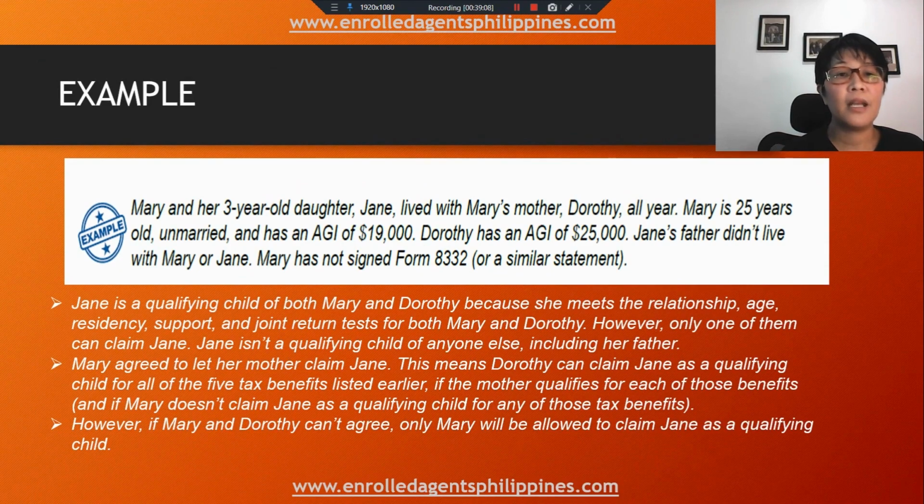Okay, example. Mary and her 3-year-old daughter Jane lived with Mary's mother, Dorothy, all year. Mary is 25 years old, unmarried, nakatira, magkakasama pa sila, and has an AGI of $19,000. Dorothy has an AGI of $25,000. So, mas mataas yung AGI ng nanay ni Mary kaysa sa kanya. Okay?